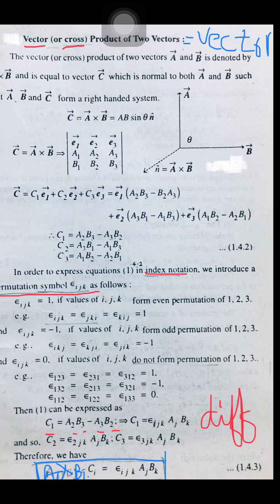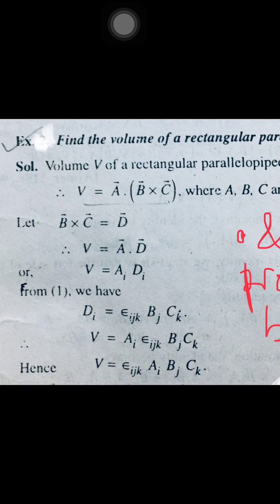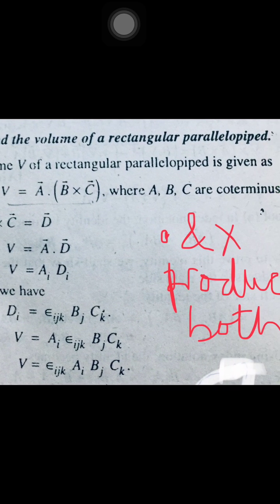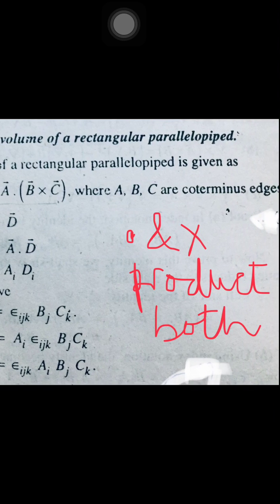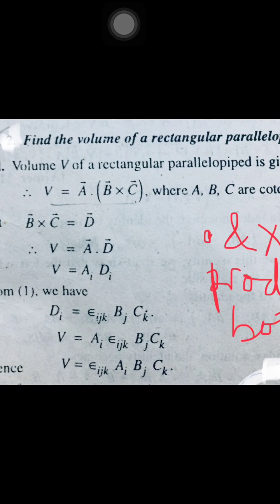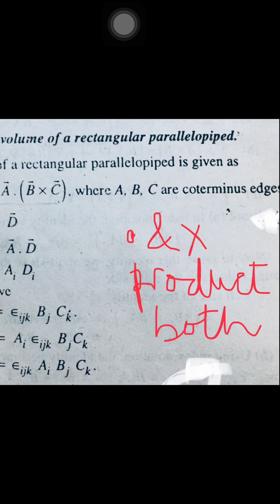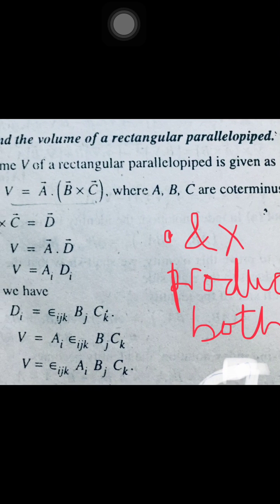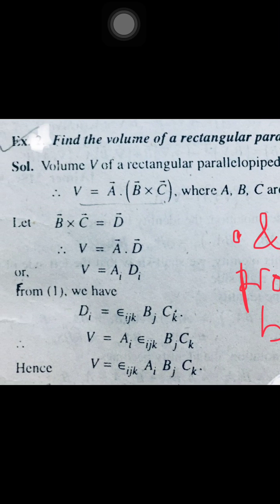Okay. Now we take some numerical examples. The first example is to find the volume of a rectangular parallelepiped. Volume V of a rectangular parallelepiped is given as, as we already saw in earlier classes, V is nothing but A dot B cross C, where A, B, C are the continuous edges of the rectangular parallelepiped. Okay, so A dot B cross C. Here what we are doing is taking the quantity B cross C.